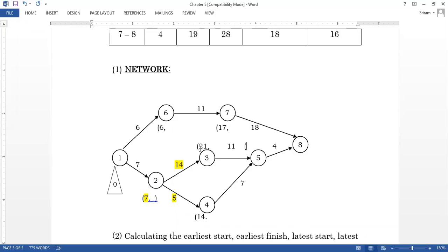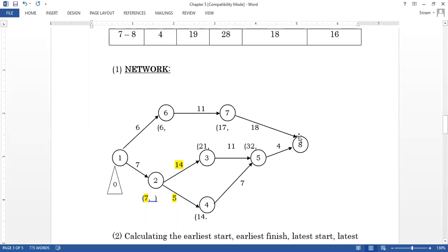So I am going to check the values. Here I am having 21 plus 11. Using the calculator, 21 plus 11 is 32. When I come here, 14 plus 7 is 21. So the big number is 32. I am going to take the big number, which is 32.